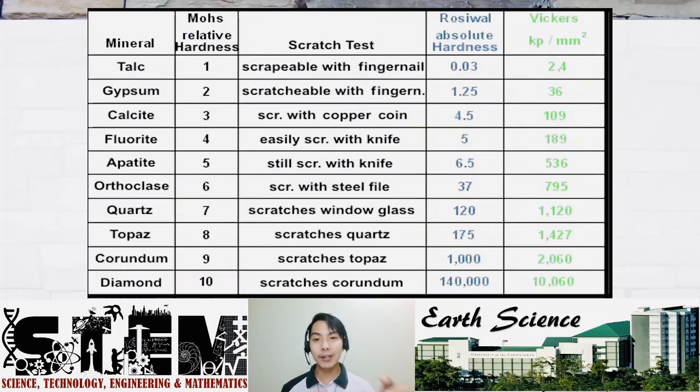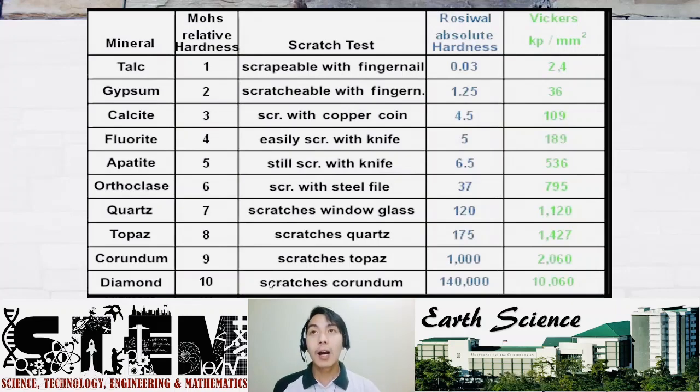Unlike for tests 1 to 6, where you scratch an object into the mineral, this time for 7 to 10 you will now use the mineral to scratch other objects. So for number 7, if it is able now to scratch a window glass, then it is on level 7. Number 8, if it scratches a quartz. Number 9, if it scratches topaz. And number 10, if it scratches corundum.